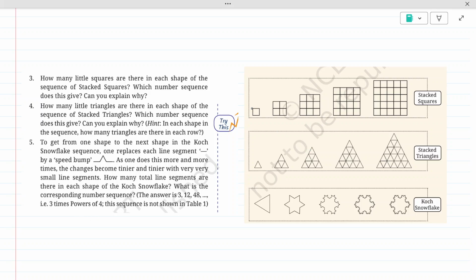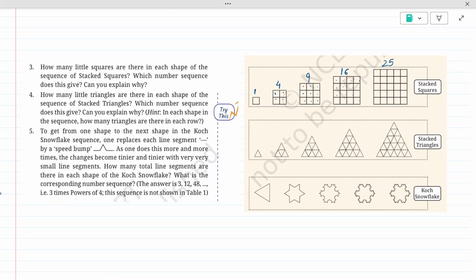In the very first figure, we have one little square. In the next one, 1, 2, 3 and 4. This one is 1, 2, 3, 4, 5, 6, 7, 8, 9. Another one, 1, 2, 3, 4, 5, 6, 7, 8, 9, 10, 11, 12, 13, 14, 15, 16. So kids, we know it is following which sequence? This is following the sequence of squares, right?